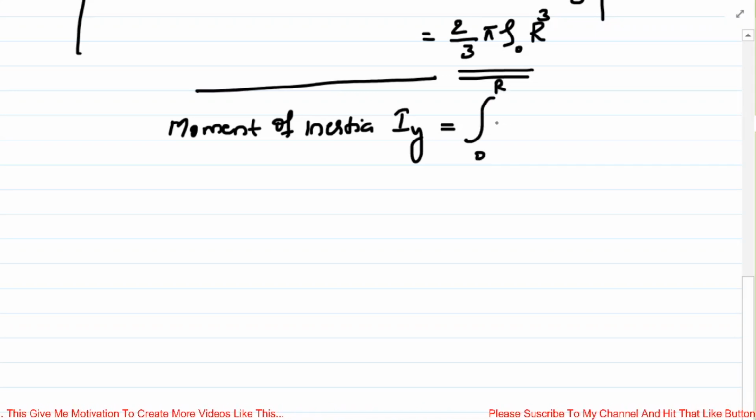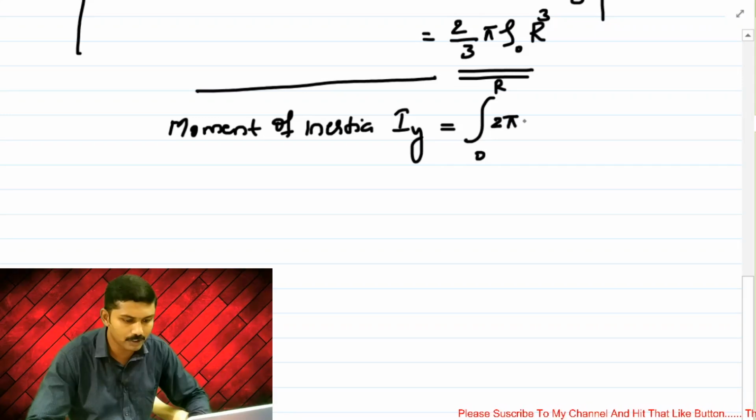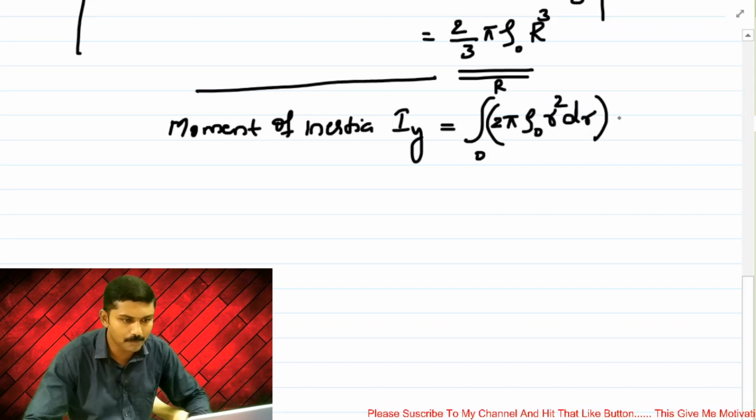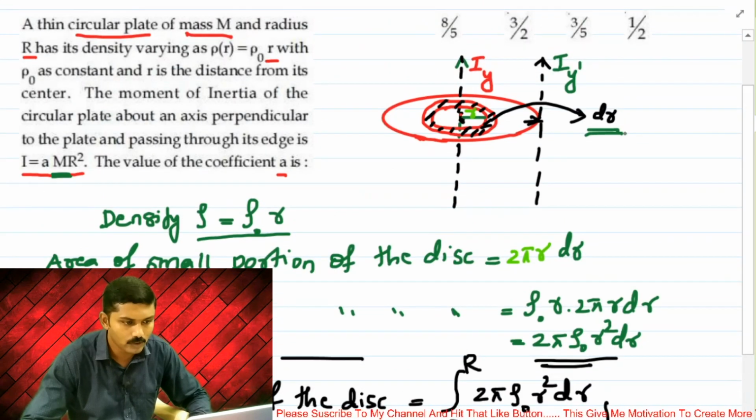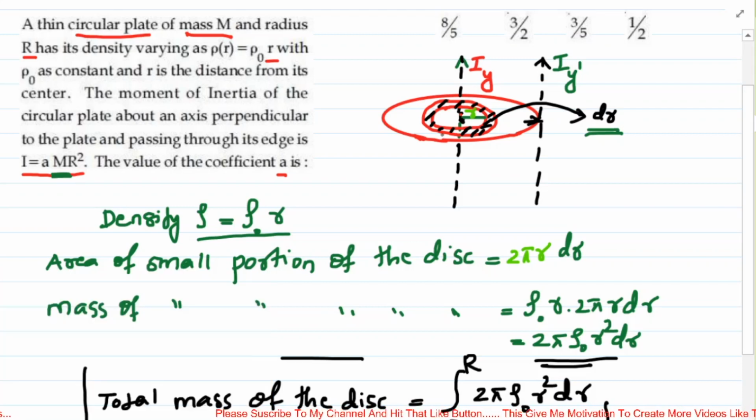I believe you can understand this. Then what is the mass of the small disk? 2 pi rho naught r square dr. That's the mass of the small disk, multiplied by the square of the distance, which means the square of the distance from the axis of rotation to this point. That means we just have to find out the moment of inertia of the small disk and integrate it from 0 to capital R. Now if I want to find out the moment of inertia of the small disk, I have to multiply the mass of that small disk by the position square, right? And then we have to integrate it.